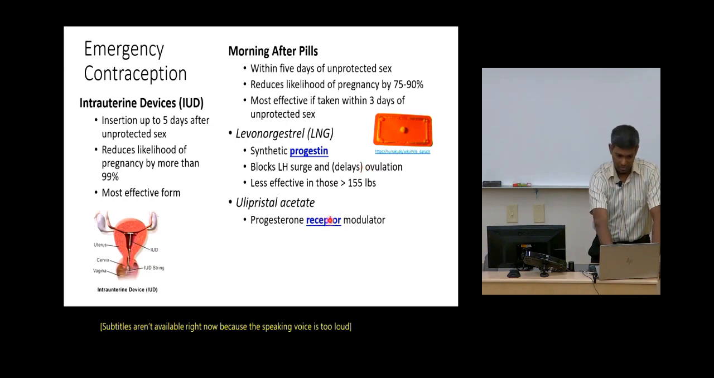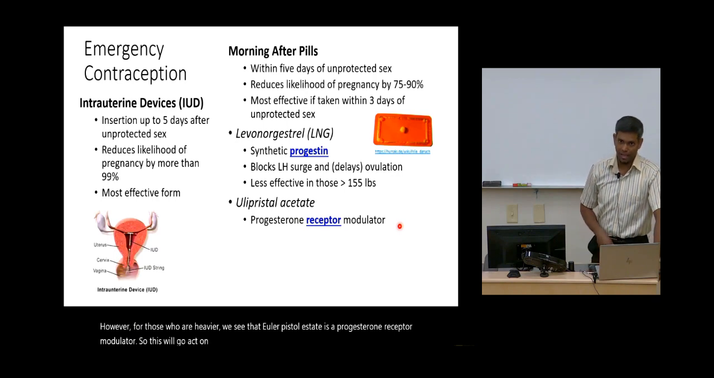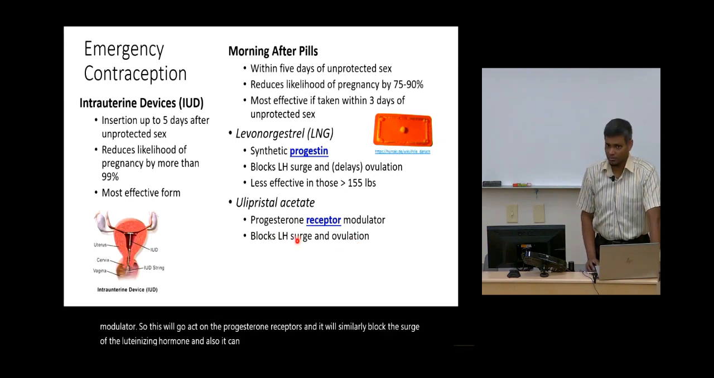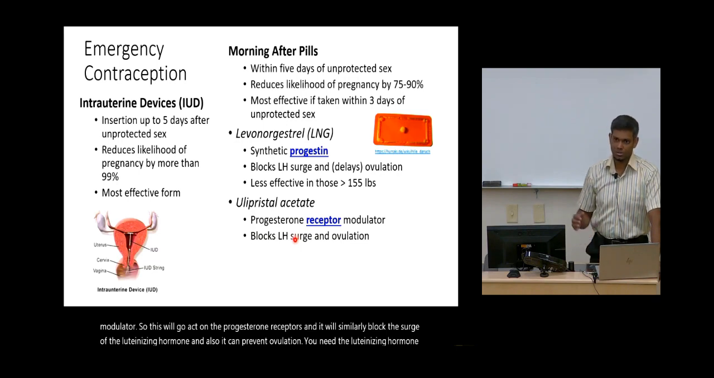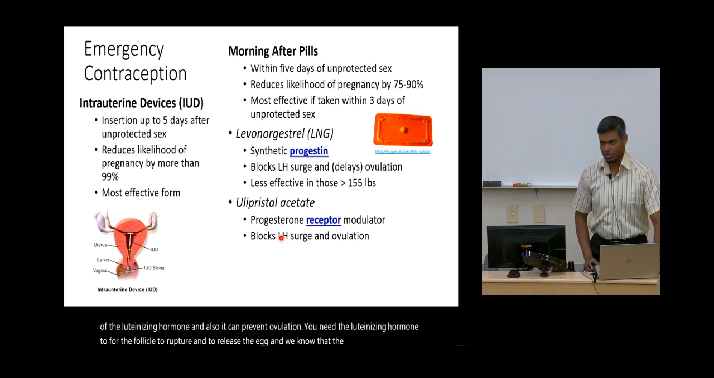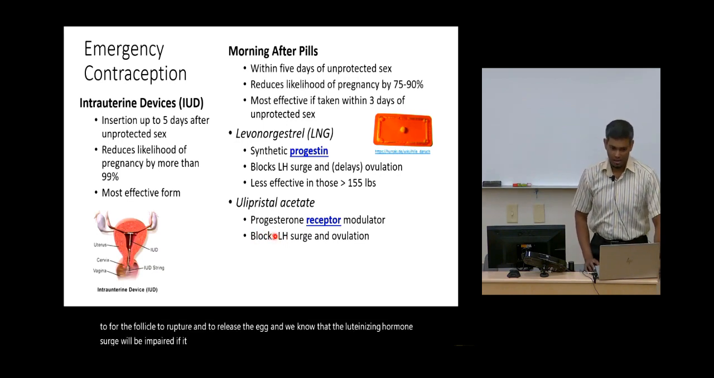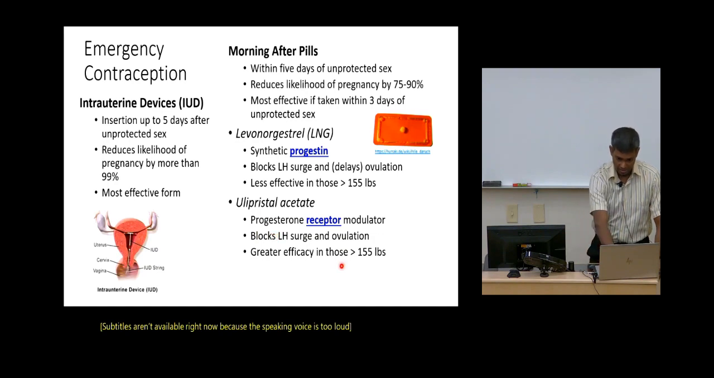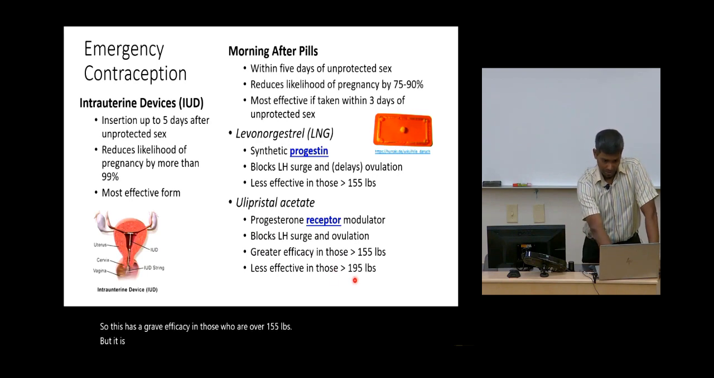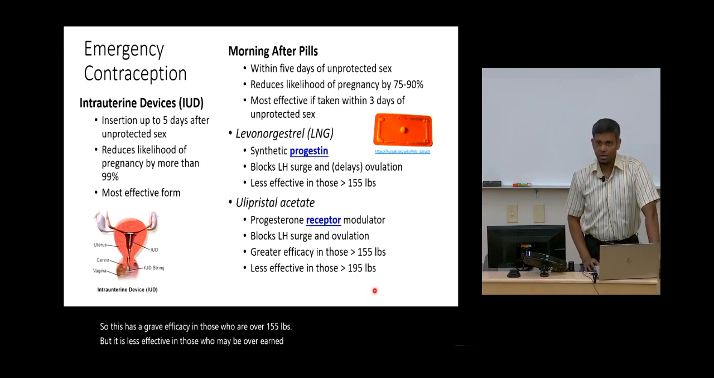However, for those who are heavier, we see that ulipristal acetate is a progesterone receptor modulator. So this will act on the progesterone receptors, and it will similarly block the surge of the luteinizing hormone, and also it can prevent ovulation. You need the luteinizing hormone for the follicle to rupture and to release the egg. And we know that the luteinizing hormone surge will be impaired if it has a negative feedback effect on GnRH release. So this has a greater efficacy in those who are over 155 pounds, but it is less effective in those who may be over 195 pounds in weight.